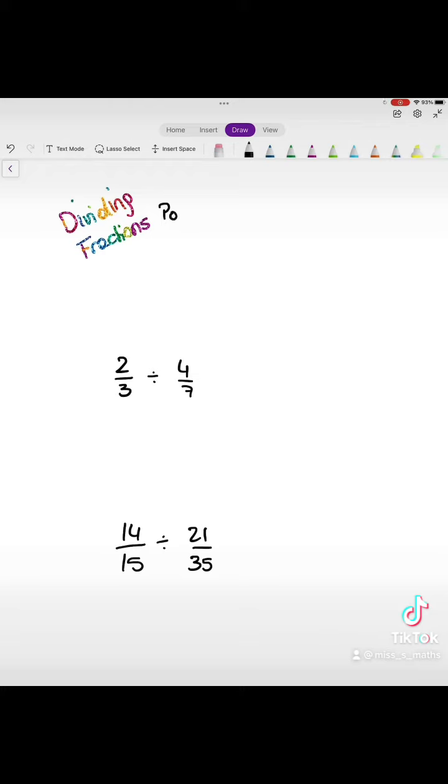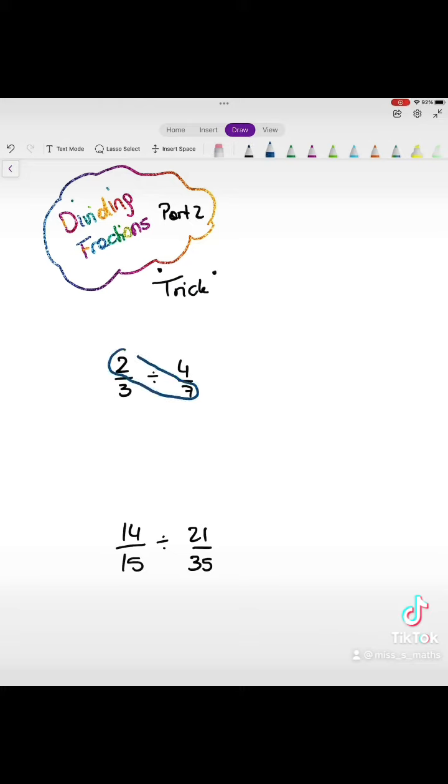This is part 2 on dividing fractions, and in this video we'll do the exact same exercises as in part 1, but this time we'll use a little trick that you might have already seen on TikTok. Now, the problem with this trick is that the order is really important here.